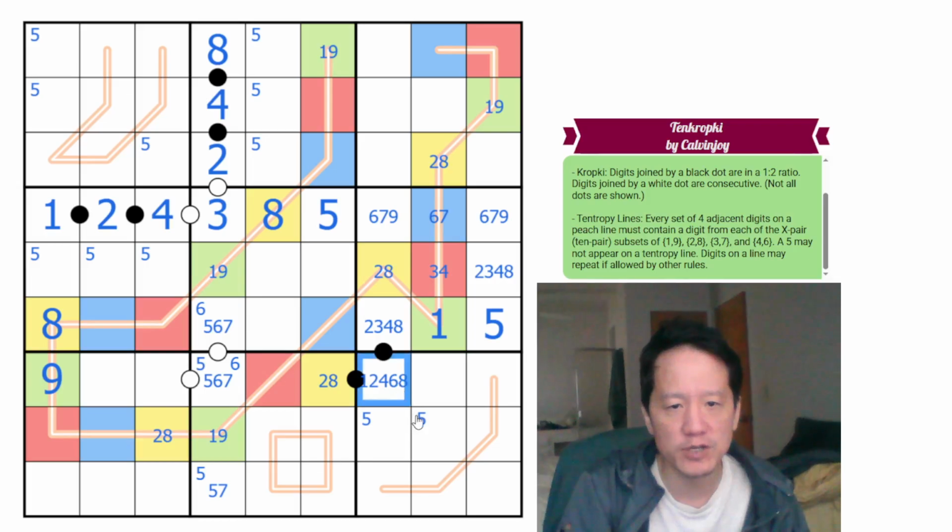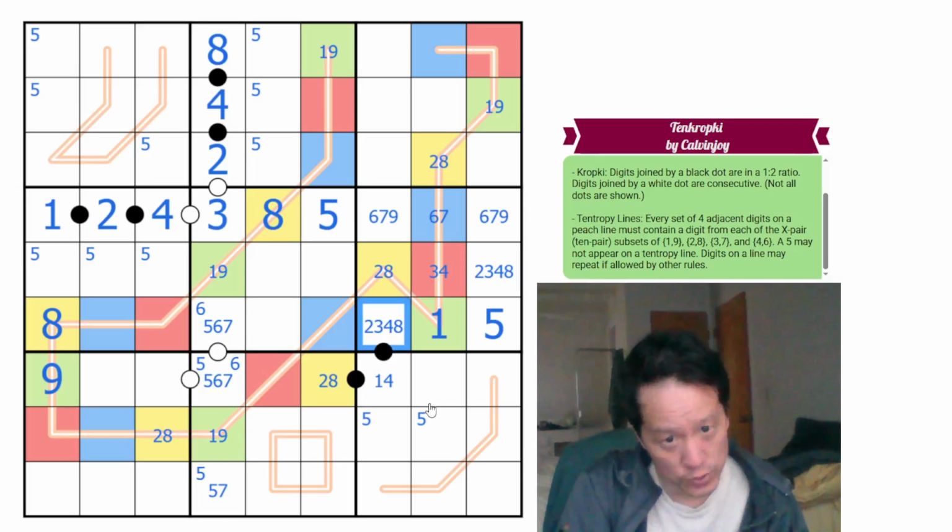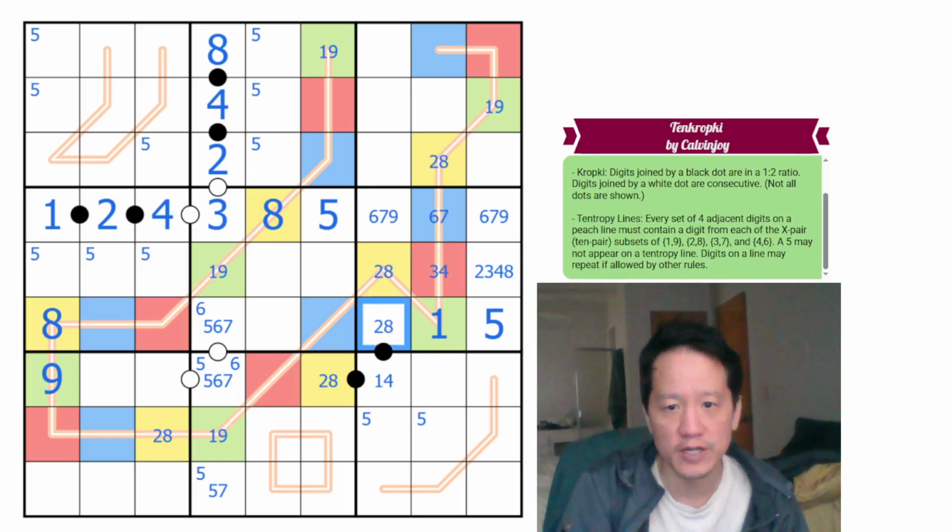2 or 8 can only be next to 1 or 4. 1 or 4 can only be next to 2 or 8. So this is also a 2 or 8. It is a yellow. So this must be 2, which makes this 8.